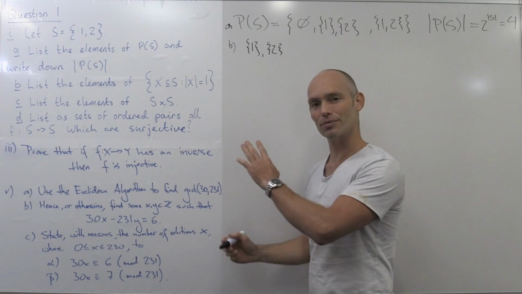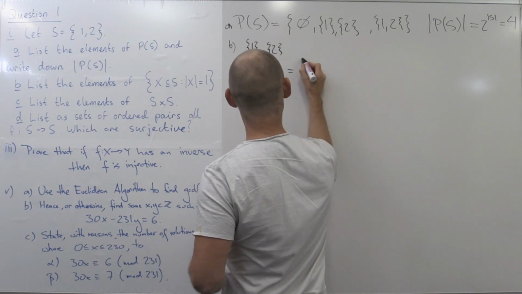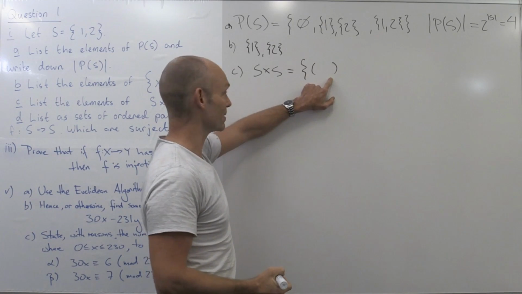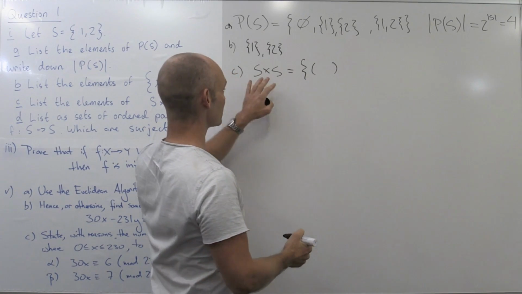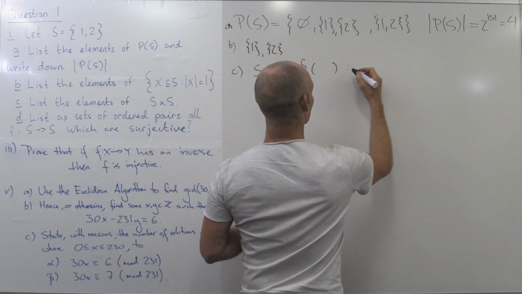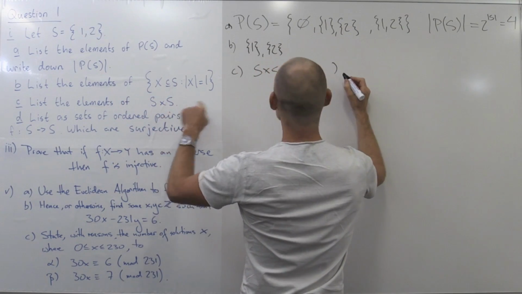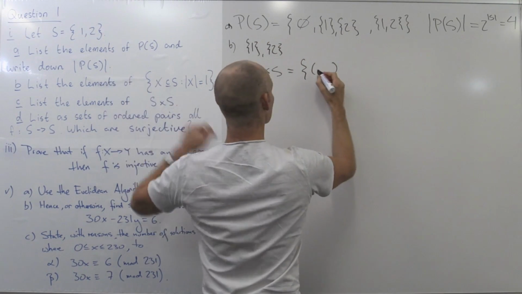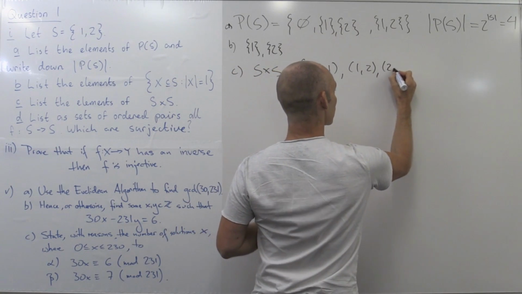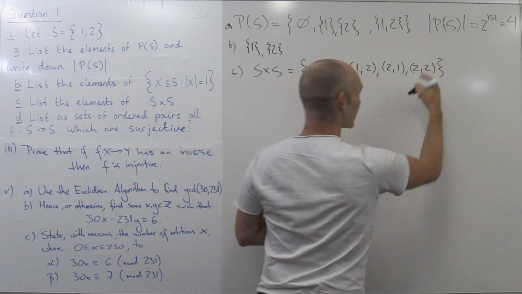List the elements of S cross S. So this is the Cartesian product. Here we have S cross S. That's the set of all the pairs, so something comma something, where the somethings come from S in both cases. Let's just list them. We can choose 1 and 1, 1 and 2, 2 and 1, and 2 and 2, and there we have them all.